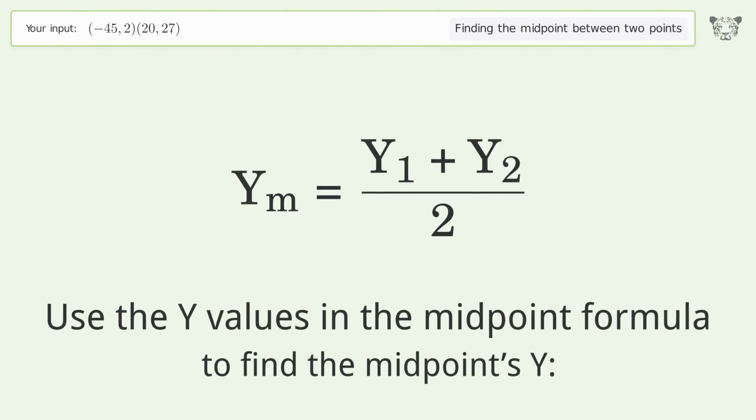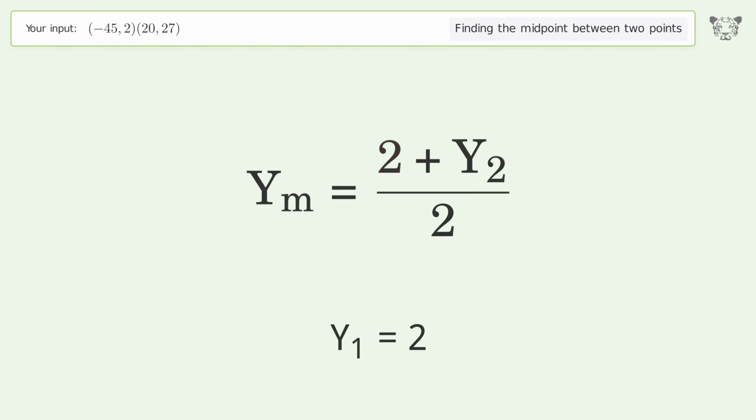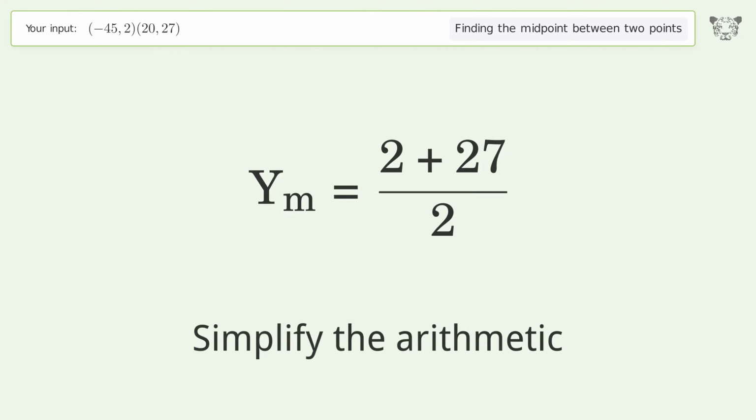Use the y values in the midpoint formula to find the midpoints y. y1 equals 2. y2 equals 27. Simplify the arithmetic.